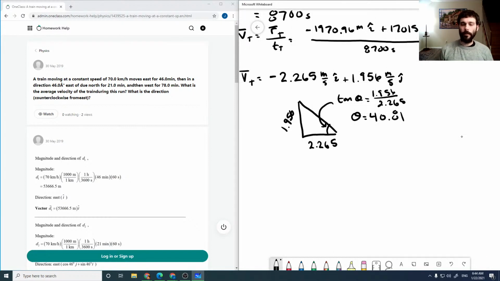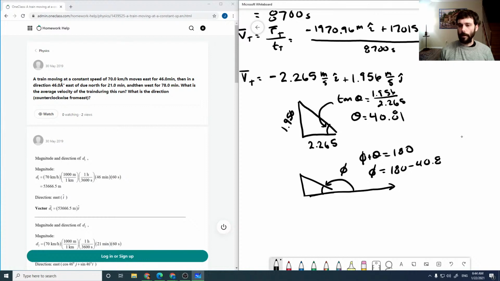If we're looking for the angle that's counterclockwise from east, though, then we're looking for this angle, which I'm going to call phi. And so then phi plus theta is 180, which means that phi is 180 minus 40.81, which means that our phi is 139.19 degrees. And so then there's our average velocity and our angle counterclockwise from east.